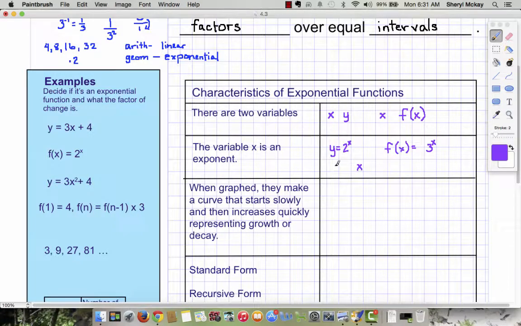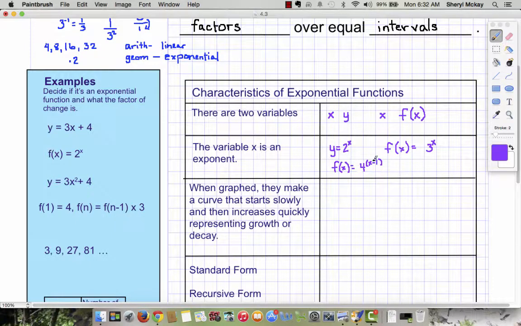X, let's see, f of x equals f of x equals 4 to the x minus 1 power, which is what we saw in geometric sequences.